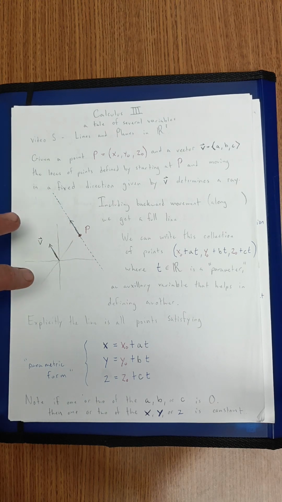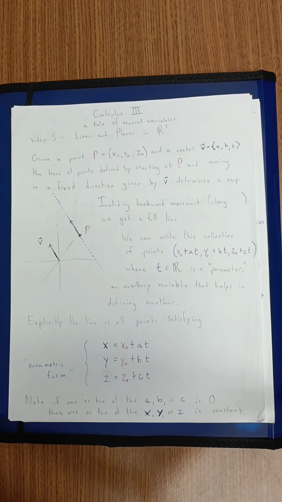Keep in mind the vector itself doesn't really have a starting location, not unless we define it as such. We're dealing with vectors as simply having magnitude and direction. That doesn't include a starting point. But once we give it a starting point, this actually determines a line.